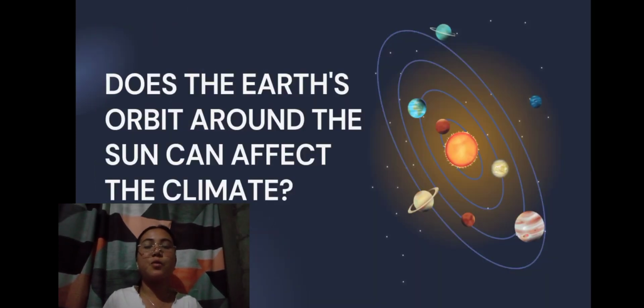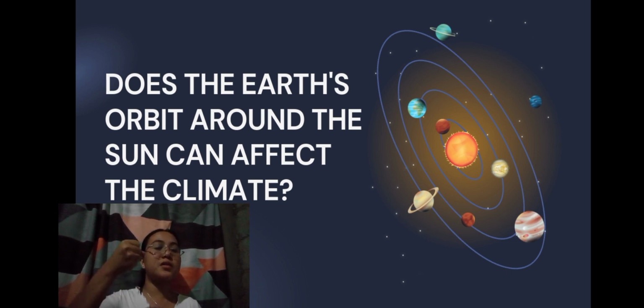And I have here a question. Can the Earth's orbit around the Sun affect the climate? The answer is yes. The Earth's orbit around the Sun can affect the climate. Why? Because the shape of the Earth's orbit, known as its elliptical shape, causes the distance between the Earth and the Sun to vary over the course of a year.